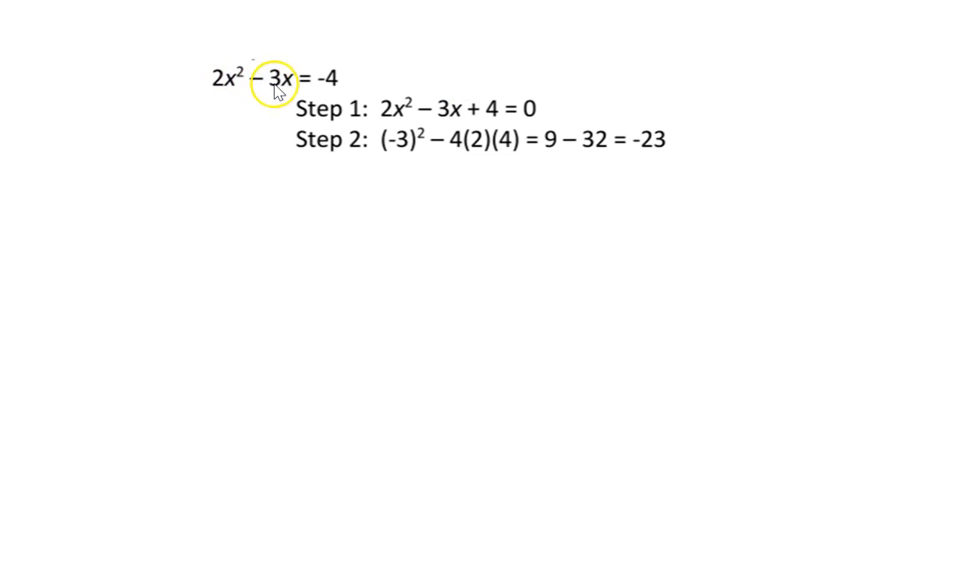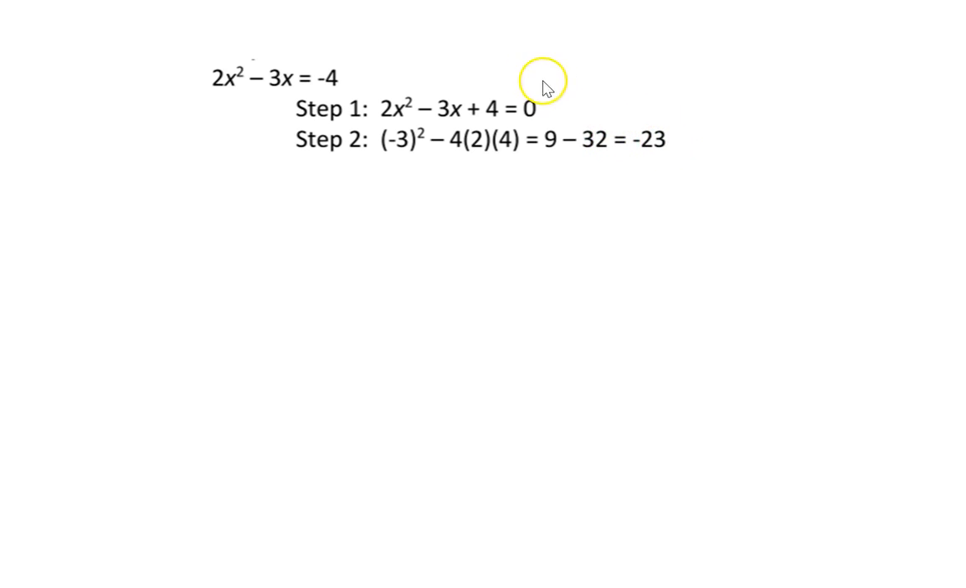2x squared minus 3x equals 4. First thing we're going to do is set this equal to 0, because in order to solve any quadratic equation, we have to set it equal to 0. Let's find the discriminant. b squared minus 4 times a times c. b is negative 3, times 4, times a is 2, times c is negative 4. That is going to be 9 minus 32, which is negative 23.